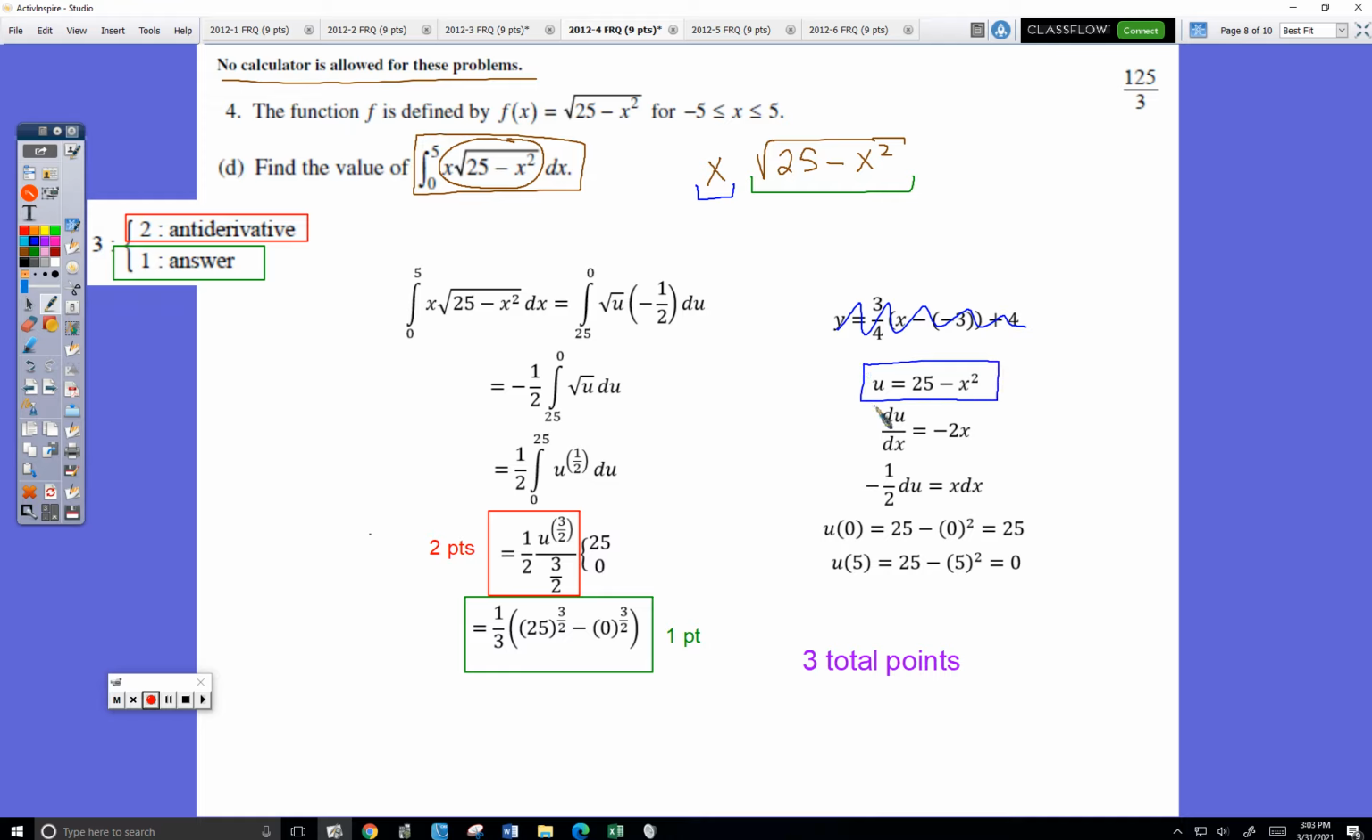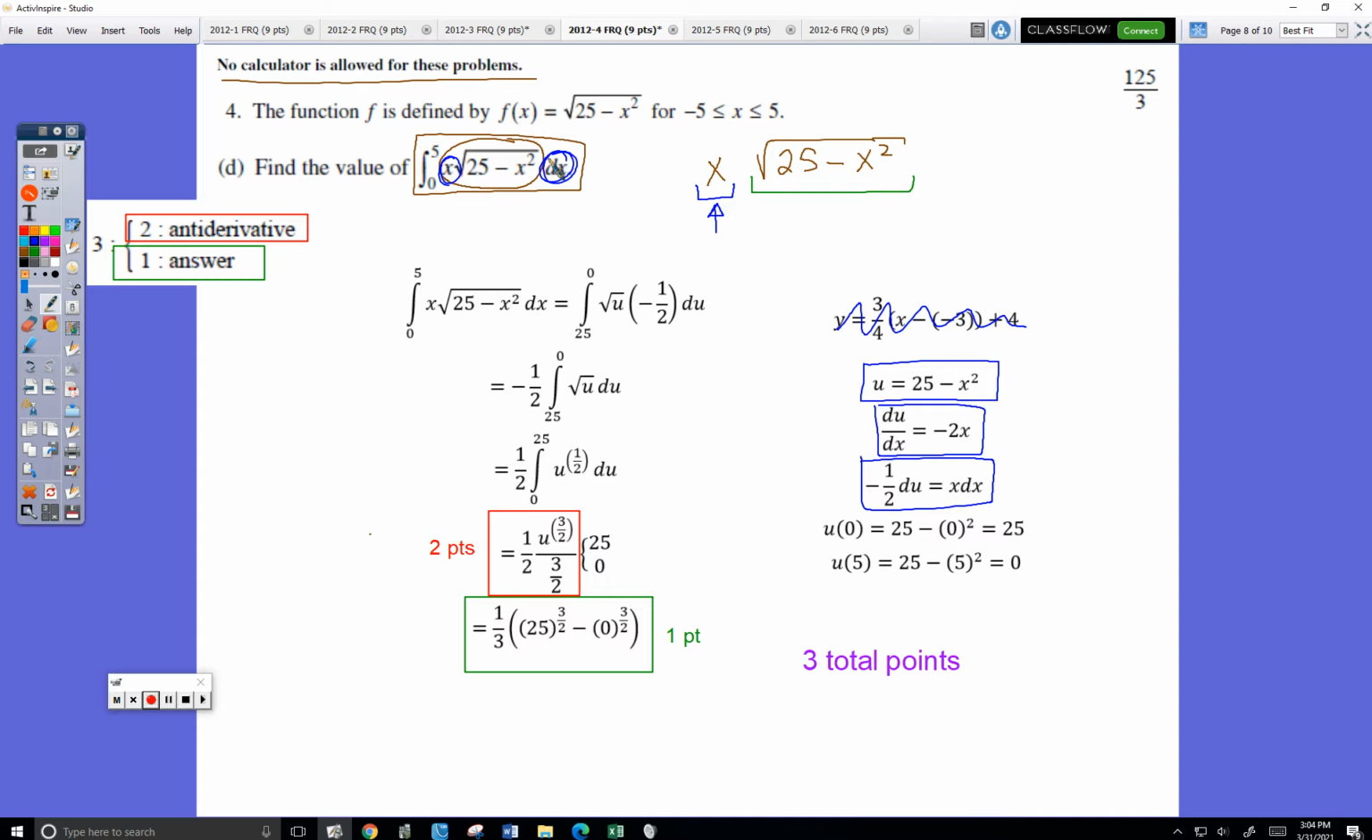The derivative of my choice is negative 2x. The negative 2 being a multiplying constant doesn't matter. That's a perfect match for the other multiplying function. So I do some rearranging to get the x dx. So I'm going to have to replace x times dx.